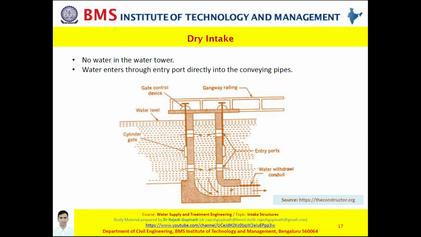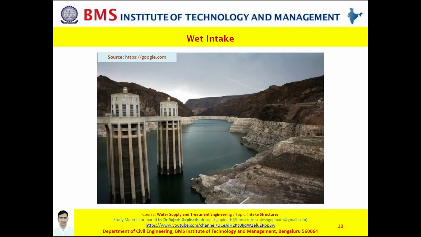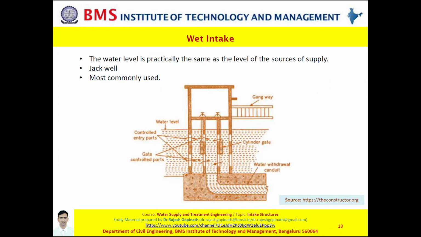So if this is called as a dry intake, what would a wet intake be? Let us look at slide 18. This is a typical representation of a wet intake. Yes, this also can be called as a submerged intake, because depending on the water, the intake structure would be submerged at various levels. So in a wet intake, okay, the water level is practically the same as the level of source of supply. It is most commonly like a jack well. Let's understand this better. Look at slide 19. So you can see a schematic.